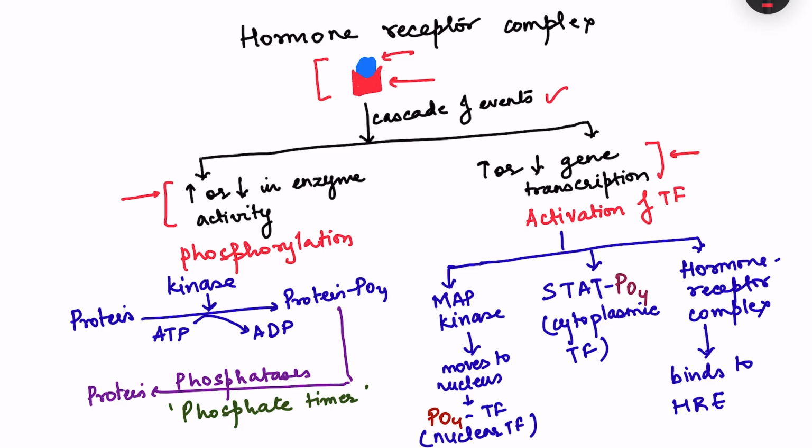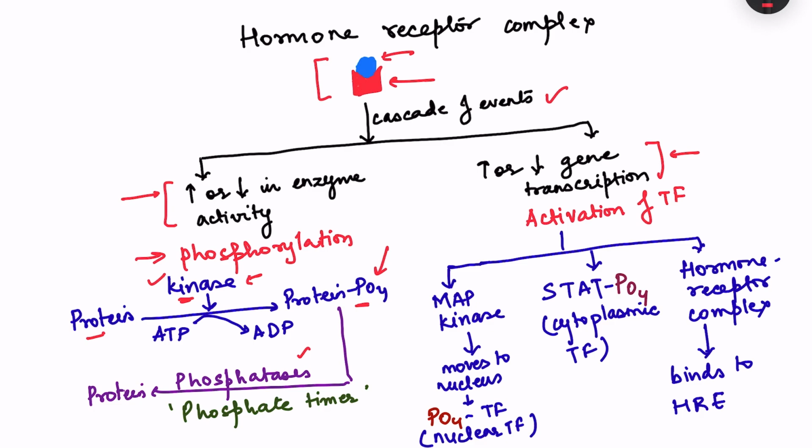Increase or decrease in enzyme activity is brought about mainly by phosphorylation. Phosphorylation is attachment of a phosphate group to a protein or an enzyme. Okay, so here you see that there are two types of enzymes which are activated, that is kinases and phosphatases. With the formation of the hormone receptor complex, first there is activation of a kinase, and kinase causes phosphorylation of the protein. So here we are seeing that there is a protein. With the activation of a kinase, there is addition of a phosphate group to the protein.